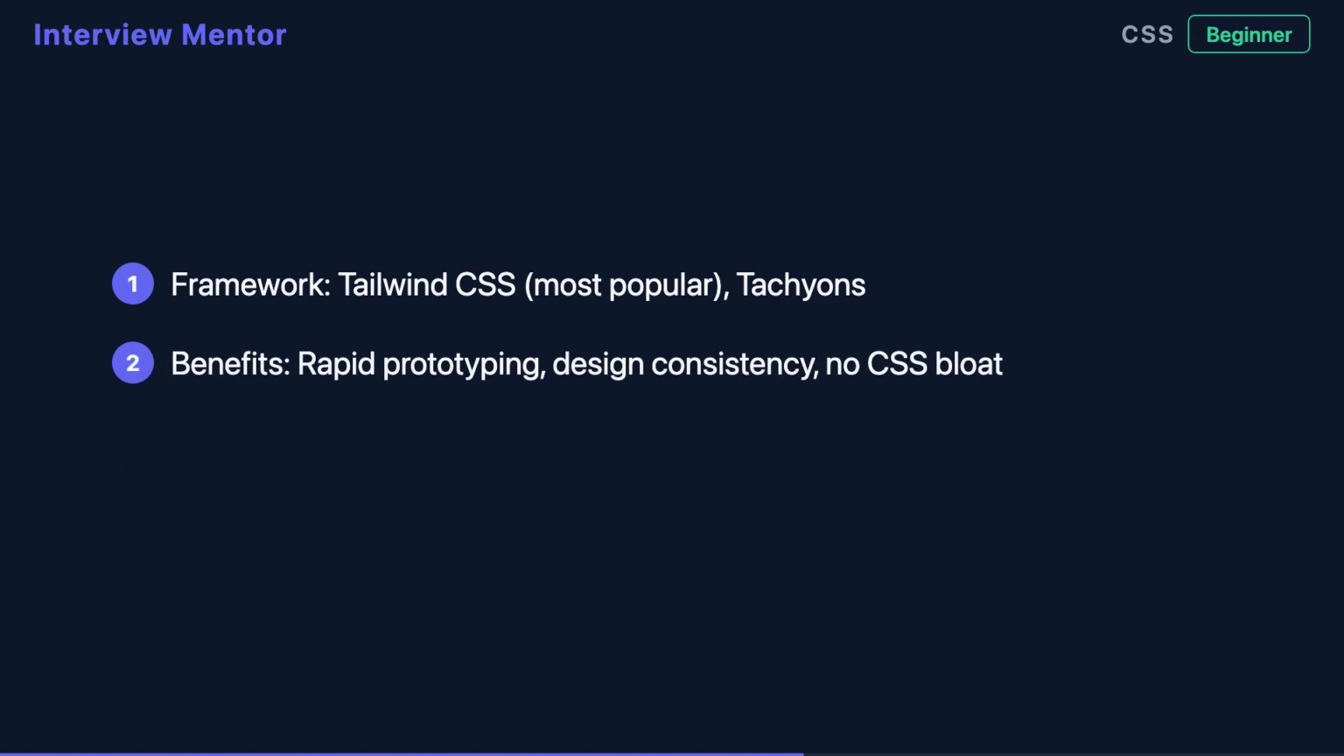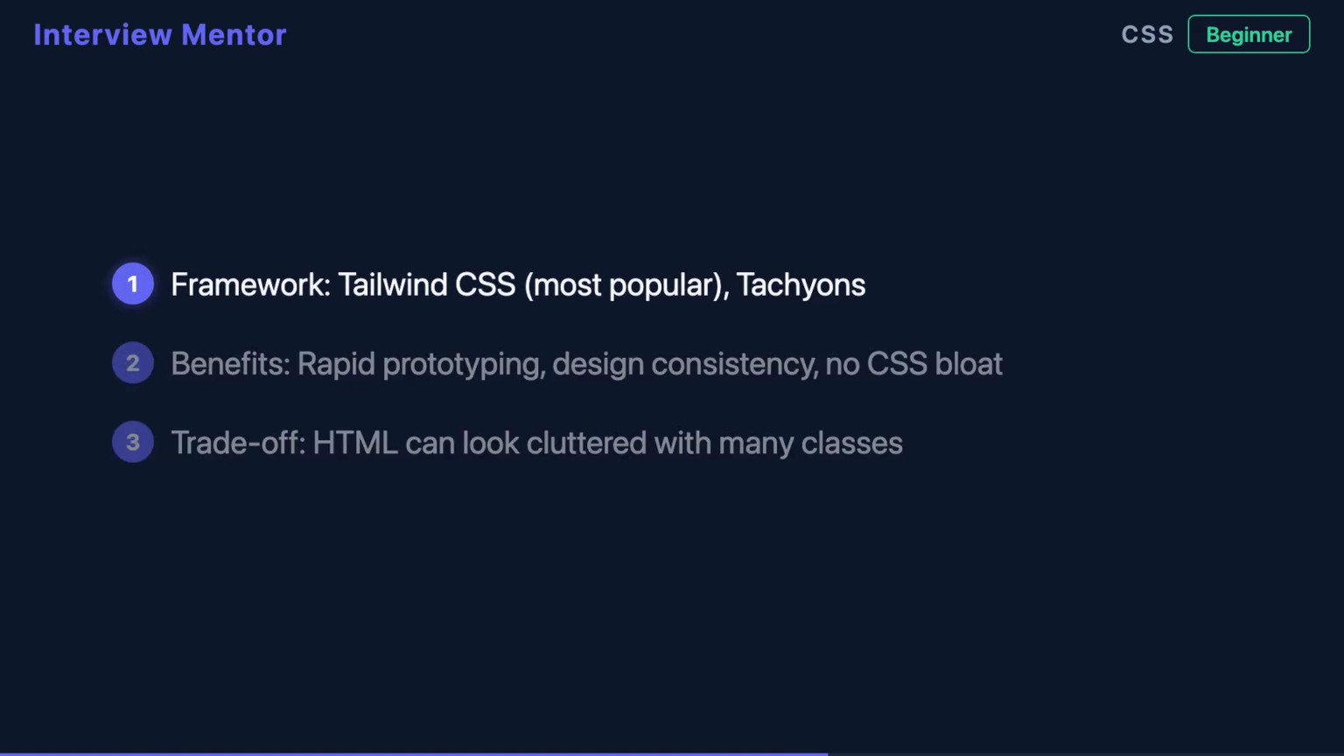Tailwind CSS is the most popular utility-first framework, though Tachyons pioneered the approach. The benefits are speed and consistency. Rapid prototyping without writing custom CSS. Design tokens baked into the utility names. The trade-off? Your HTML can look cluttered with many class names. Some developers find it less readable.